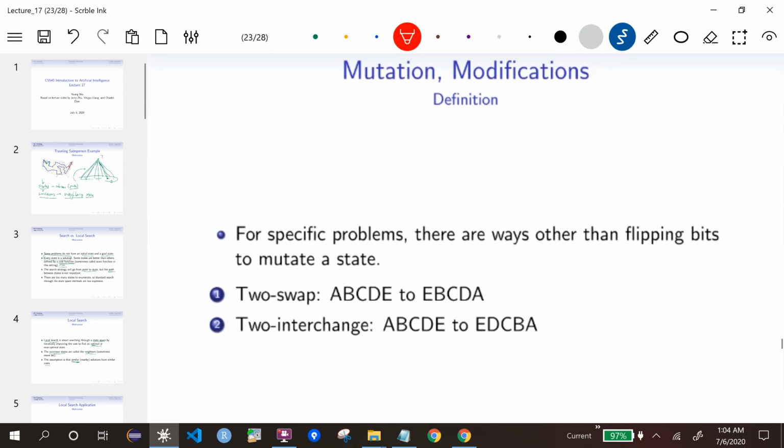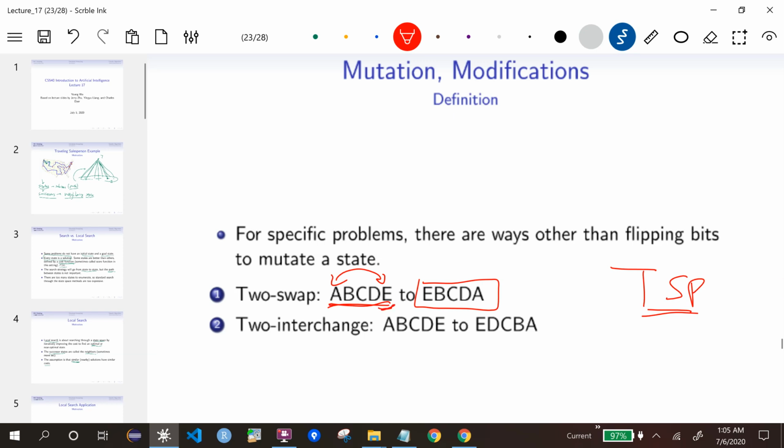And for some problems, mutation doesn't make sense. For example, if we talk about the traveling salesperson problem, suppose these are 5 states we want to travel through. If we randomly mutate E to B, then this is no longer a solution. It doesn't make any sense. So what we usually do is just swap them, and we can swap A and E, so we can get something like this.